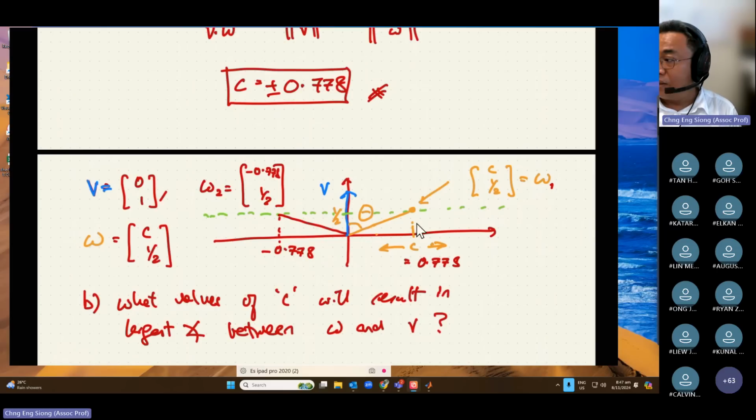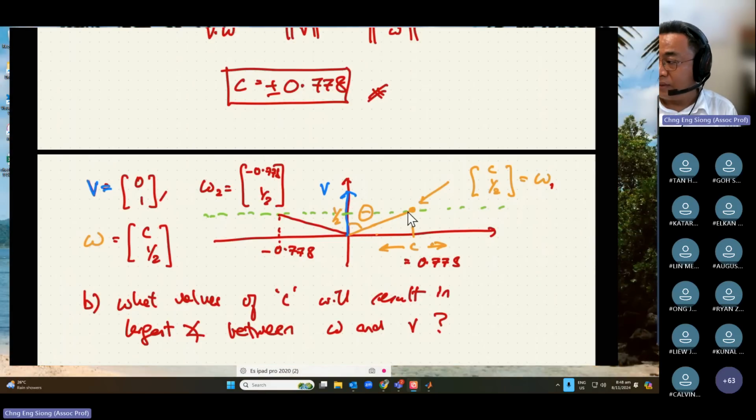Do you know what I mean? I move C towards 0, and I make the orange vector point to the blue vector. The angle between V and W becomes 0. So what should I do? I go in the opposite direction. Yes, C tends to positive infinity or negative infinity.